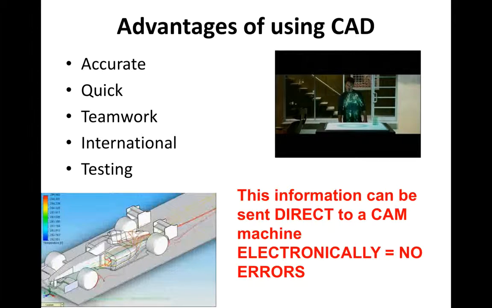And you can also run tests in the computer. So if you look at the bottom left here, this model for a Formula One race car is actually being tested in terms of its aerodynamics. Again, years ago, you would have had to have made a model of this and actually tested it out in a wind tunnel. Now everything can be done within the computer. Of course, all this information can be sent direct to a CAM machine, a computer-aided manufacture machine, and because it's all electronic it means that there are no errors.